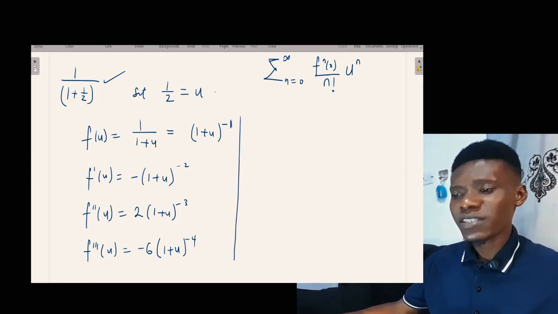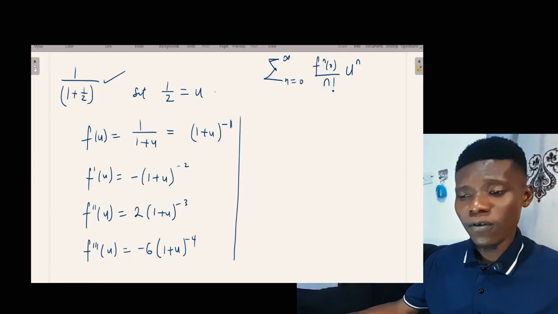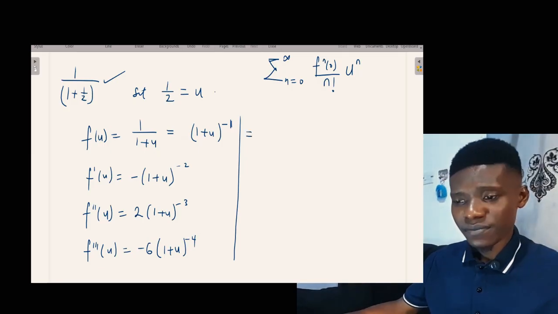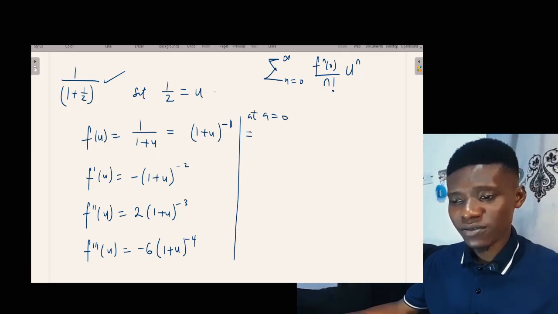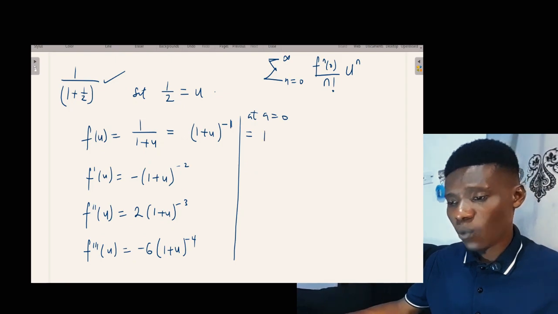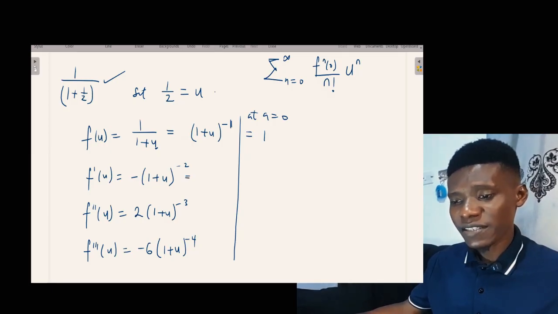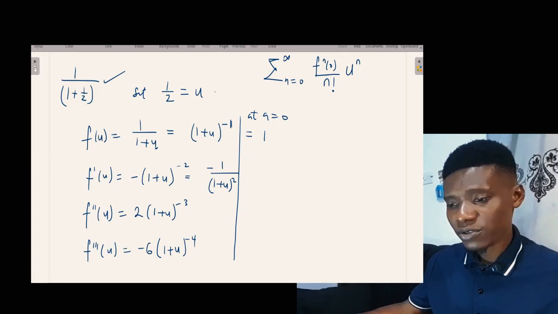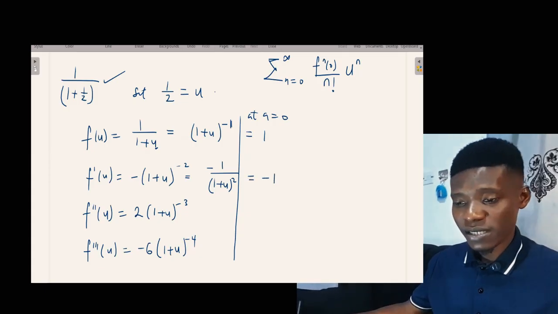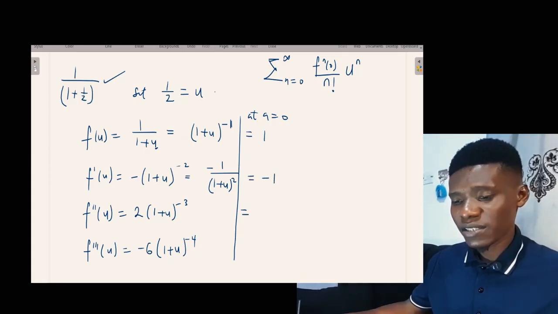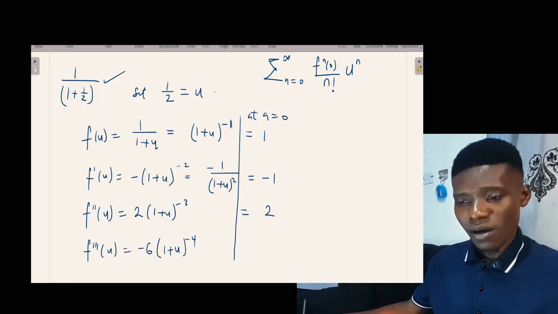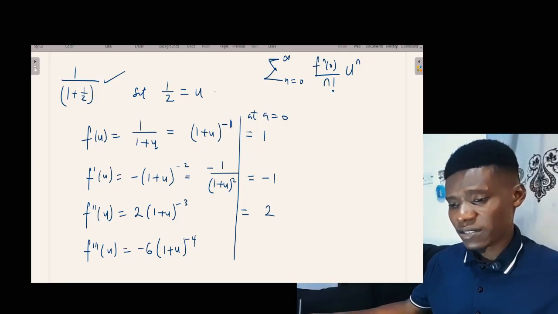So now let's slot in the value of 0. When u is 0, what do you get? This will definitely give us 1, because when u is 0, we have 1 over 1, which is 1. The next one is the same thing as minus 1 over 1 plus u to the power of 2. So when u is 0, you get minus 1. And for this, when u is 0, you get 2. Also here, when u is 0, you get minus 6.